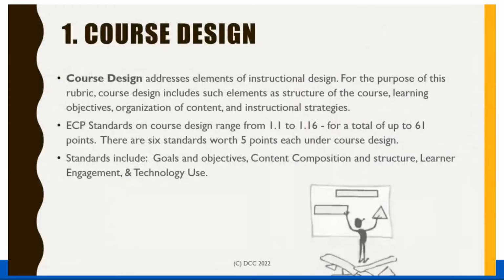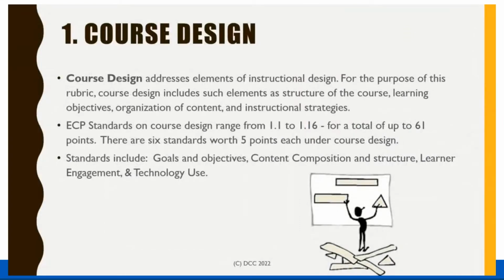Section 1 of the rubric covers course design, and that addresses elements of instructional design. You're looking at the structure of the course, the learning objectives, the organization of your content, and instructional strategies. The ECP standards on this part of the rubric rate from 1.1 to 1.16, and that's how they describe it. You'll see an example of this coming up.